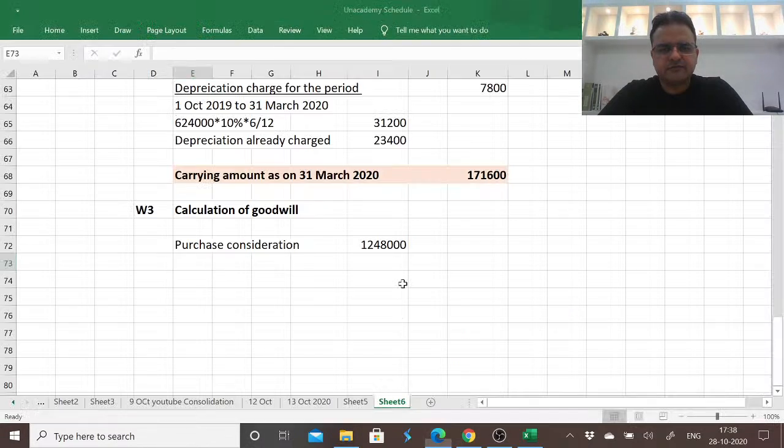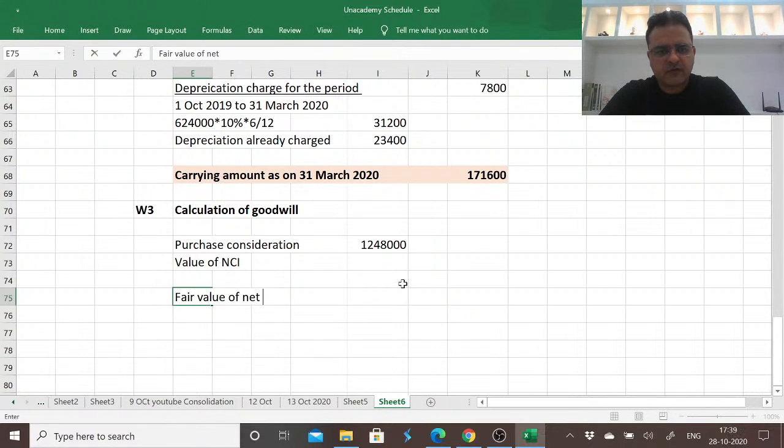In this, we need to add value of NCI and we compare it with fair value of net assets of subsidiary.